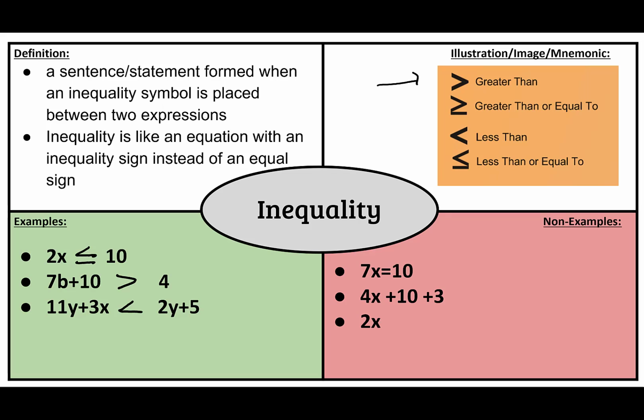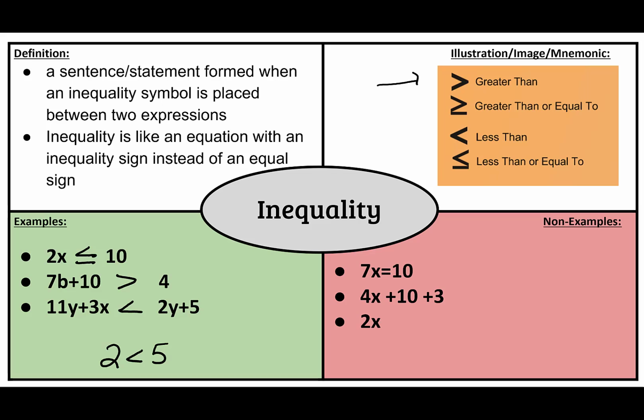So those are just a few examples. When it doesn't come to algebra, when it just comes to a regular inequality statement, that might make more sense. You might see something that says, 2 is less than 5. We know that that's a true statement because 2 is a number that is less than 5.